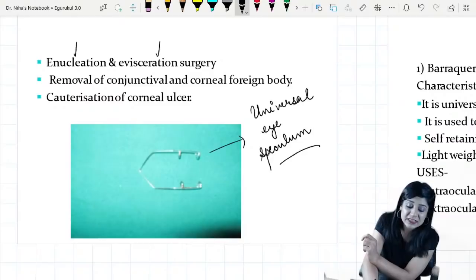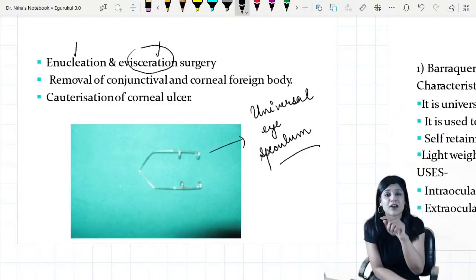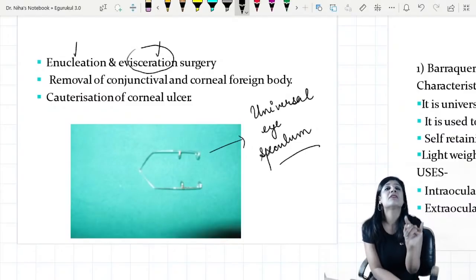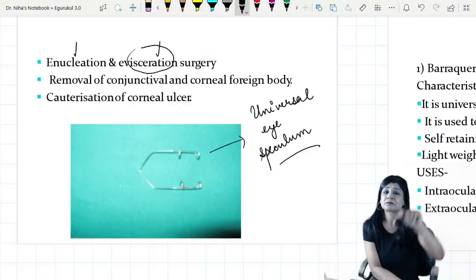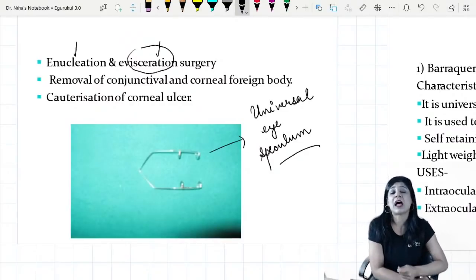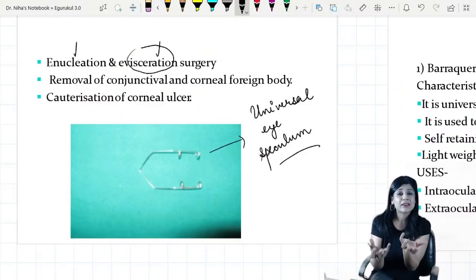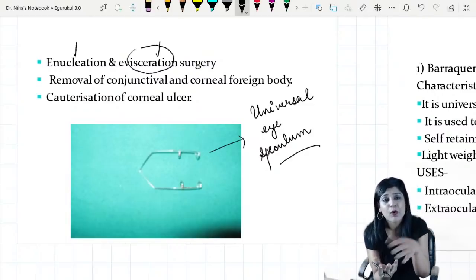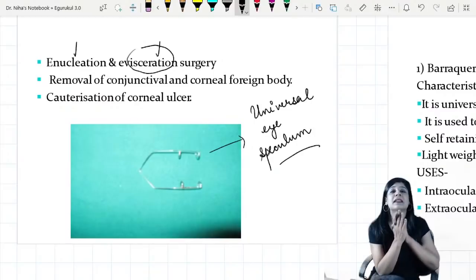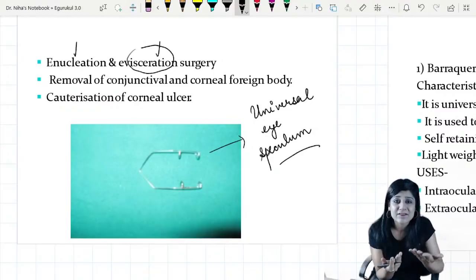So evisceration, that means you are just removing the viscera. We are just cutting a corneal button, or we can give an opening into the sclera, and we are scooping the contents of the eyeball out, and then you can place an artificial ball implant into the eyeball and we can close the corneal button. So it is something like this. That is actually called evisceration.